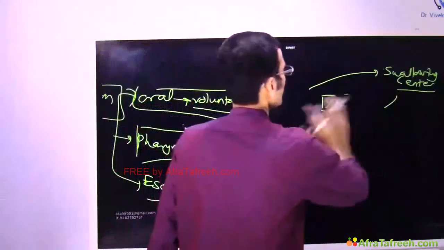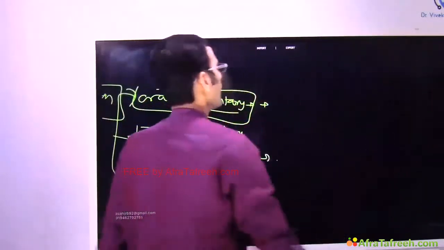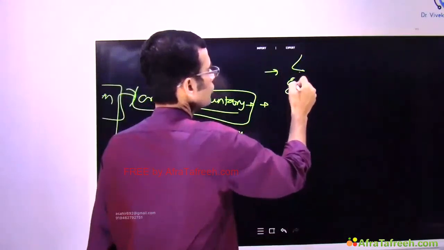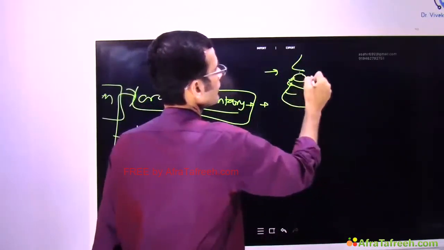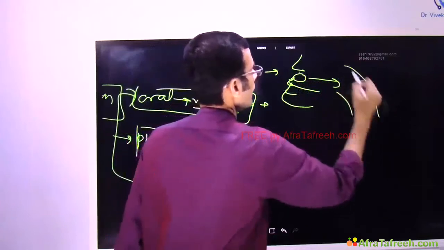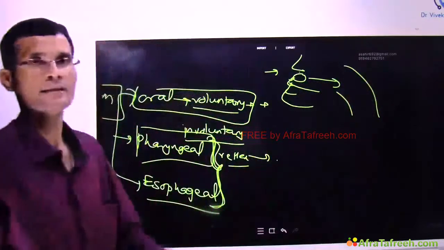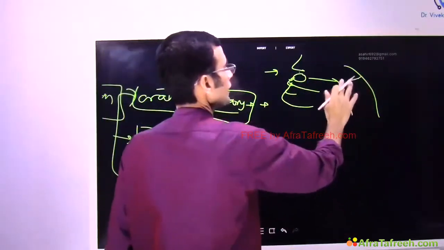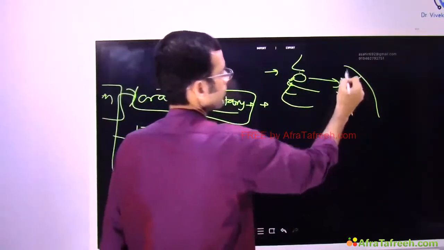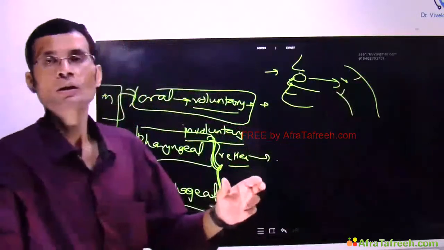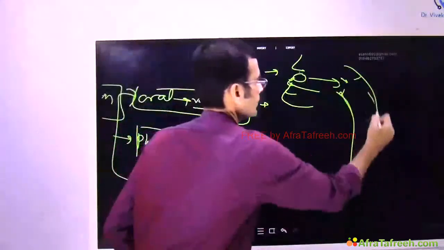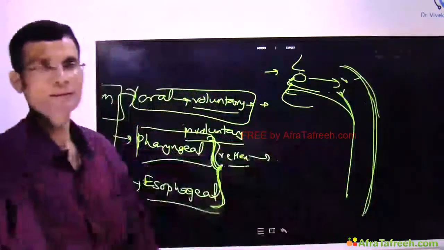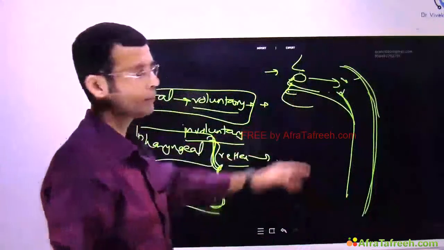Now, what are the events that occur in the pharyngeal stage of swallowing? A bolus of food is pressed backward. Then the pharyngeal stage has started. The upper esophageal sphincter relaxes. Here is a diagrammatic representation. There is relaxation of the upper esophageal sphincter.